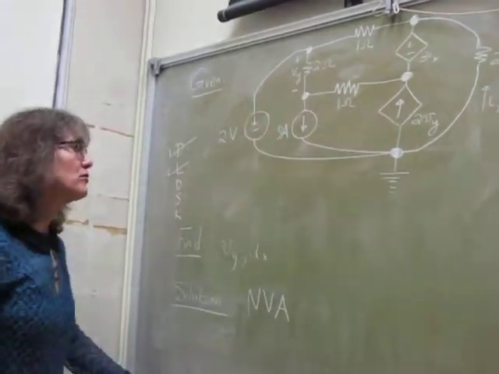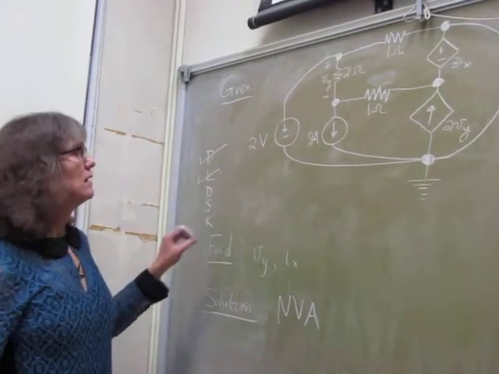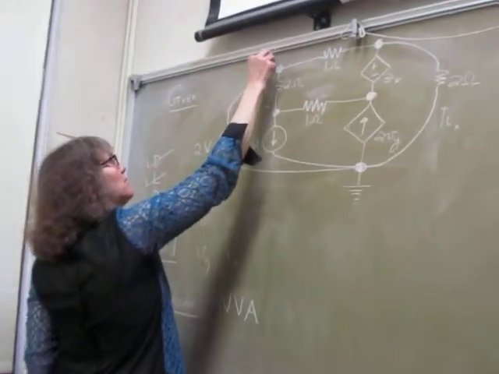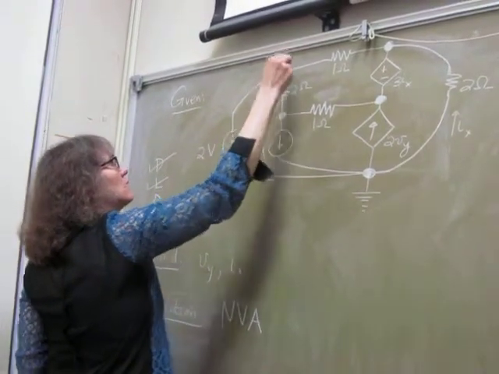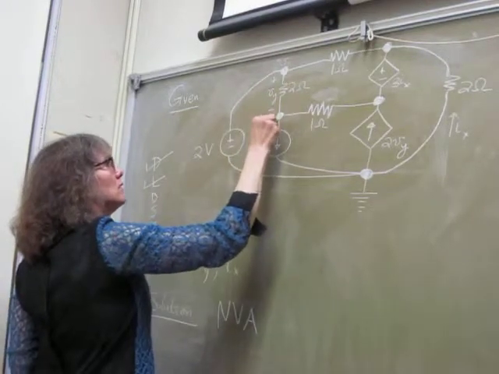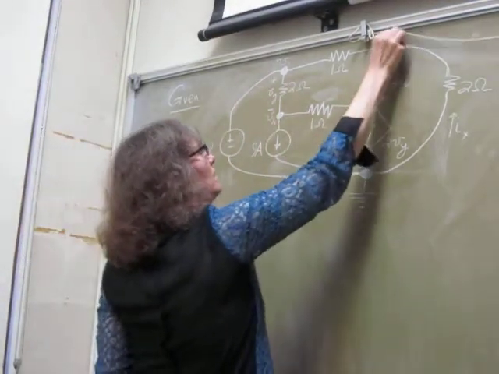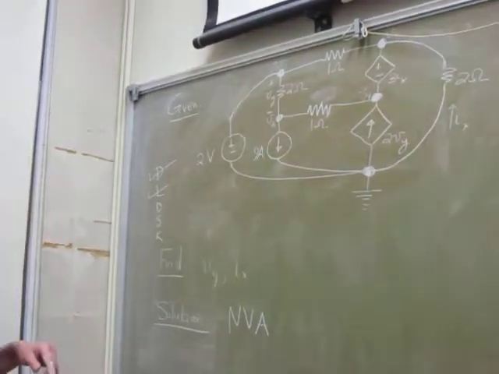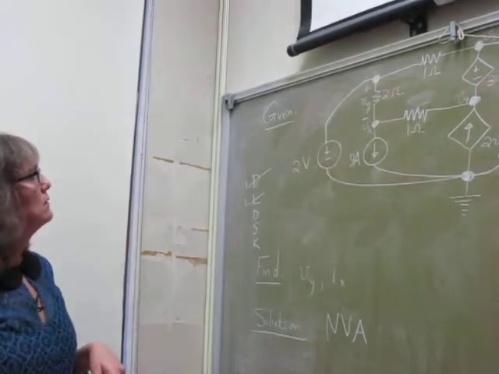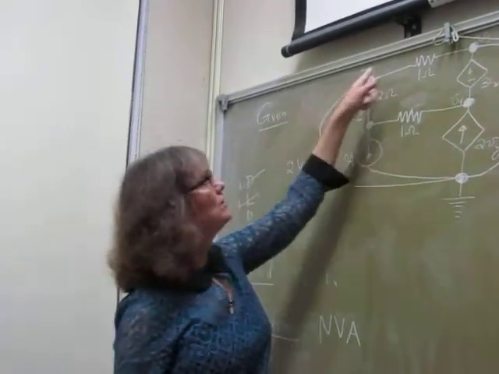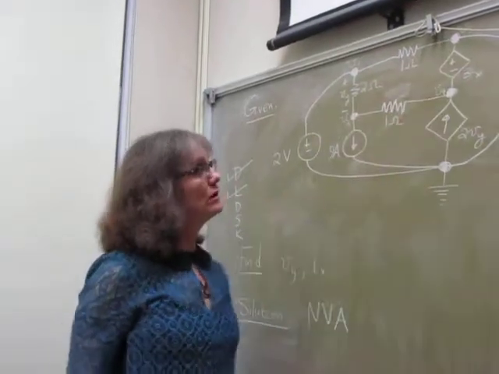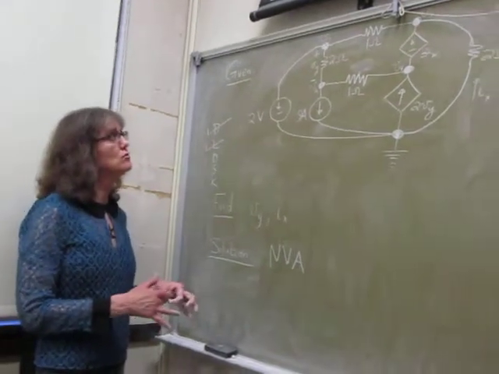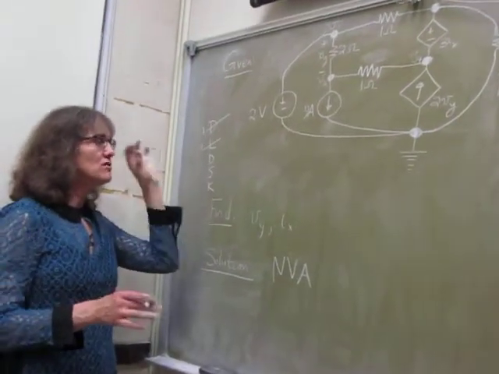Now let's label them. I'm just going to go ahead and label them V1, V2, V3, and V4. I think that's all, right? And then the ground node. So I've got 4 nodes, labeled V1, V2, V3, and V4. So I'm looking for 4 equations in those 4 unknowns. And the unknowns are the node voltages. That's specifically what I want.